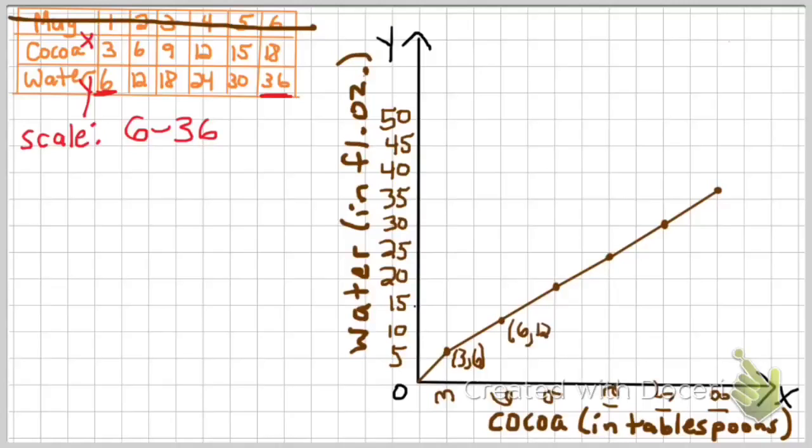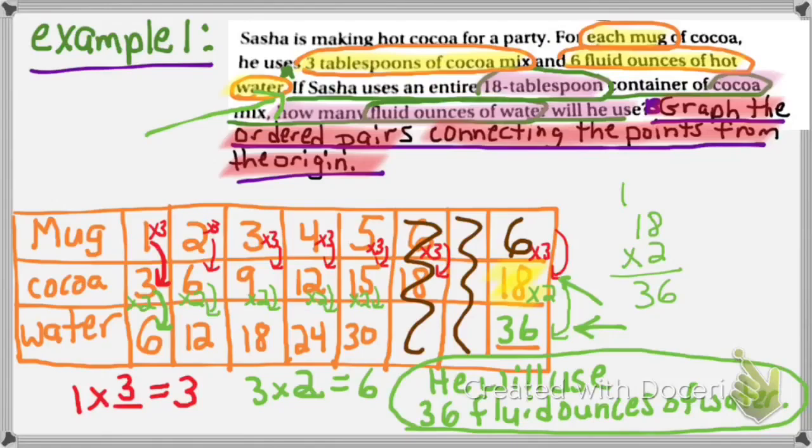Then I have 6, 12. Then I have in parentheses 9, 18. This one inside parentheses is 12, 24. This one in parentheses 15, 30. And finally in parentheses 18, 36. Therefore, I have now completed everything the question asked me to do.